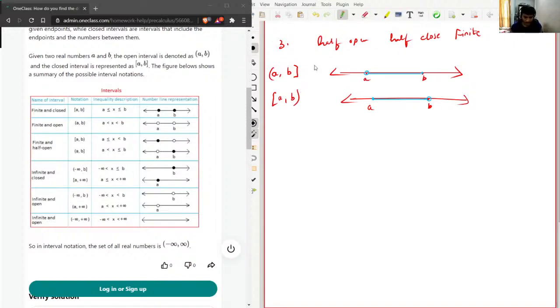Now we have three cases with finite. We'll be having three cases with infinite. So these cases are also going to be the same. This one is the fourth one. That is infinite and closed. So this infinite and closed is easy. Basically, for this, again we'll be having two cases.